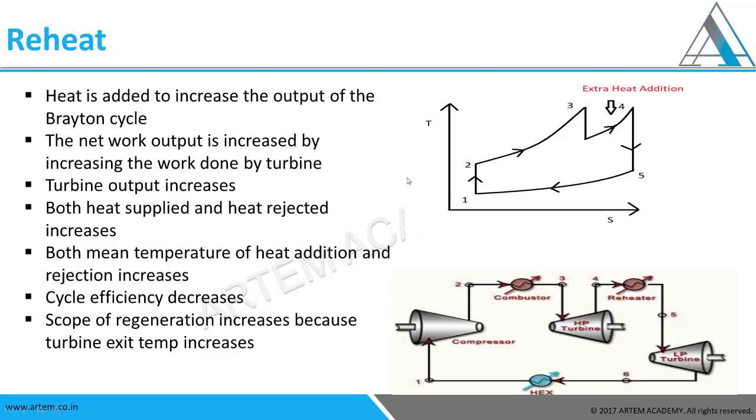The scope of regeneration here also increases because the turbine exit temperature increases this time. So you get it? In intercooling, the scope was there because we were decreasing the compressor outlet temperature. Here we are increasing the turbine exit temperature, and that's why whenever there is a large difference between the turbine exit and the compressor output, that's where we can employ the regeneration technique.